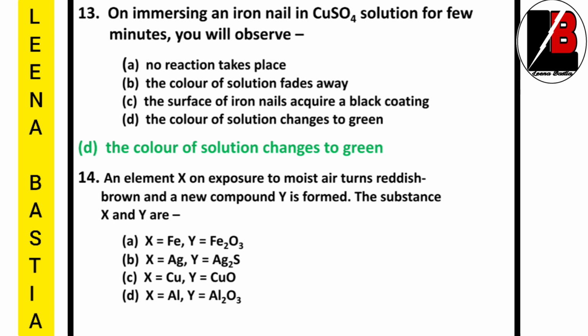X can be Fe, Y Fe2O3, that is iron oxide. X is Ag, Y is Ag2S. Option C, X is copper, Y is CuO, copper oxide. D, X is Al, Y is aluminium oxide, Al2O3. So what will be your answer? X is iron, Y is Fe2O3. So option A is correct.